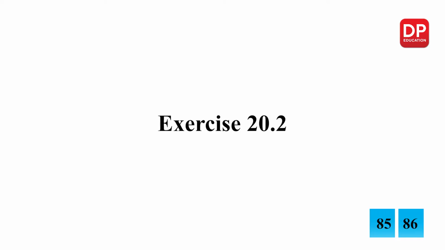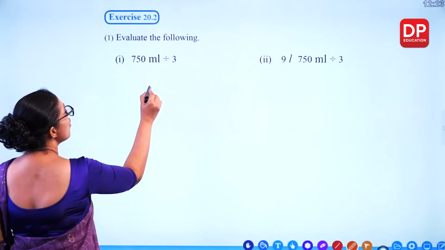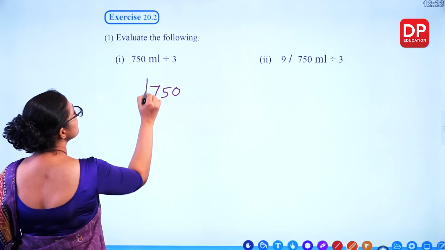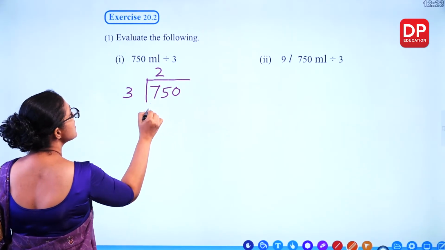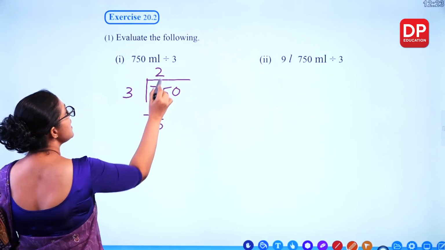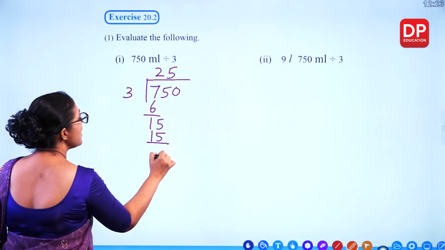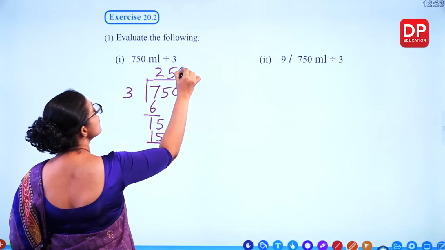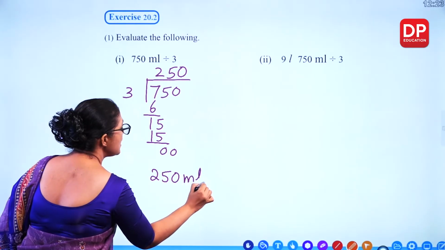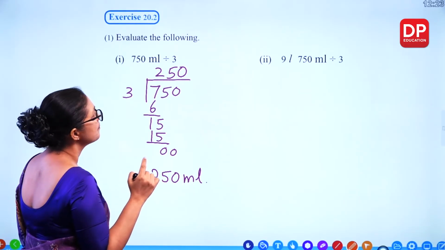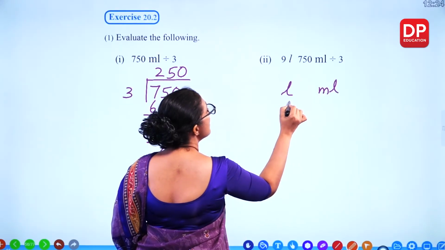Exercise 20.2. Evaluate the following. This is division. So we can do long division. Divide by 3. 3 times 2, 6. For 15, that's 5. And 0 remaining. So you put 0 there. So what's the answer? 250 milliliters.